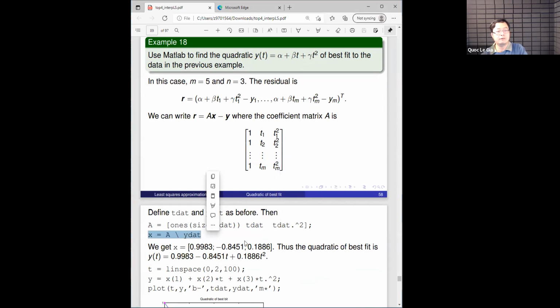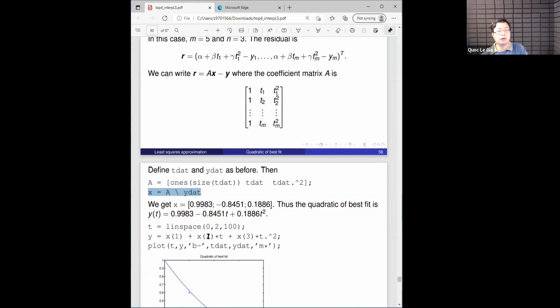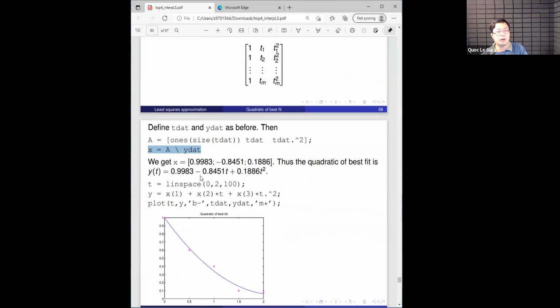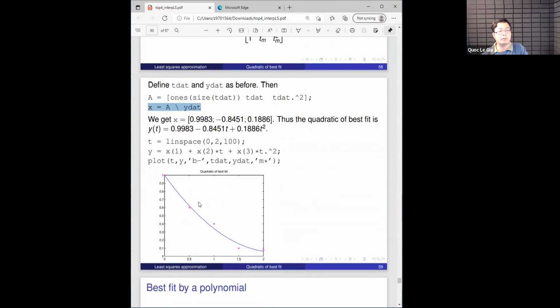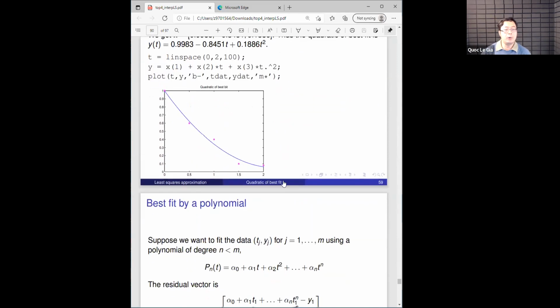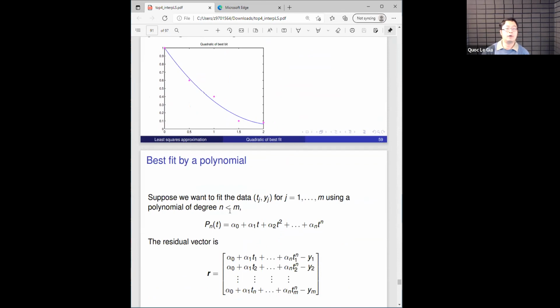Backslash here just gives you the least squares solution, and then you plot it. The solution gives you this curve. We just take it out from MATLAB, and you see the blue curve is the quadratic that fits the data in the least squares sense. In general, you can use any polynomial of degree n less than m. So why does n have to be less than m?